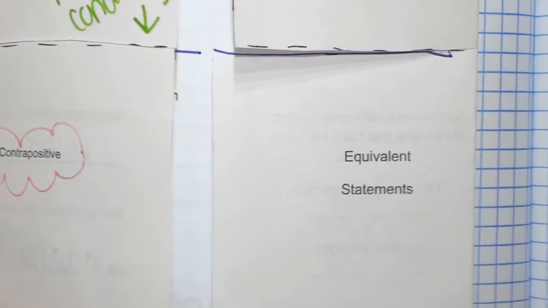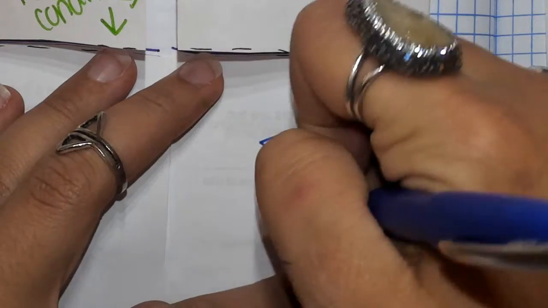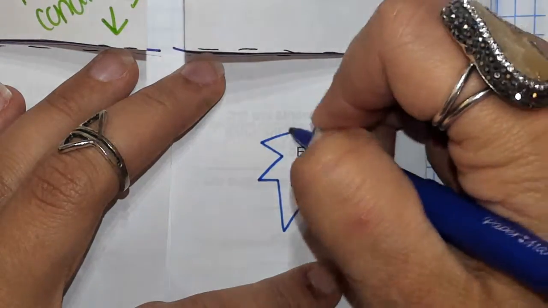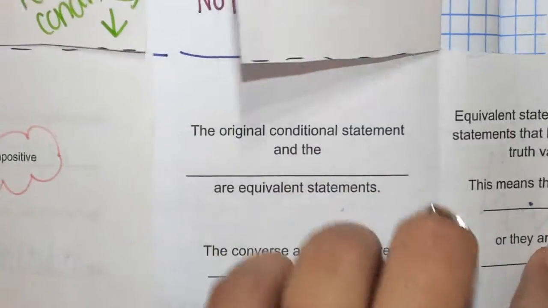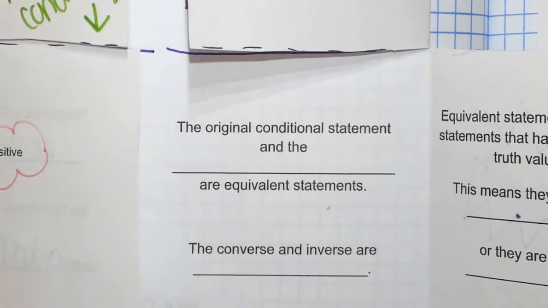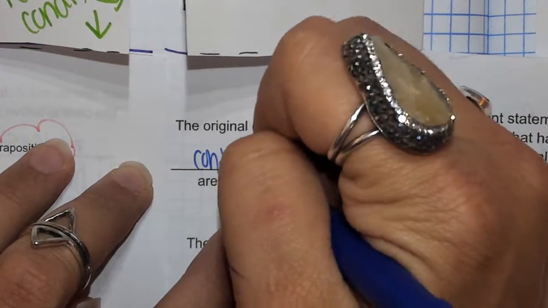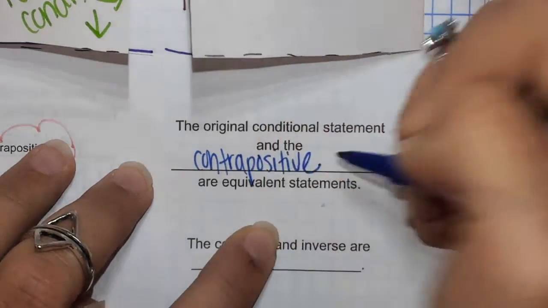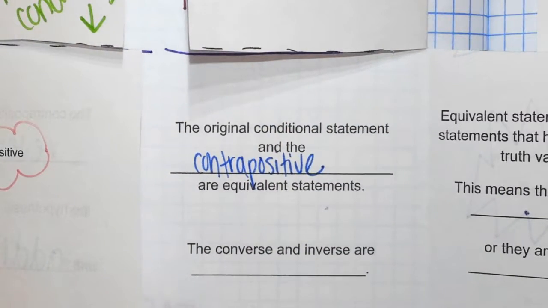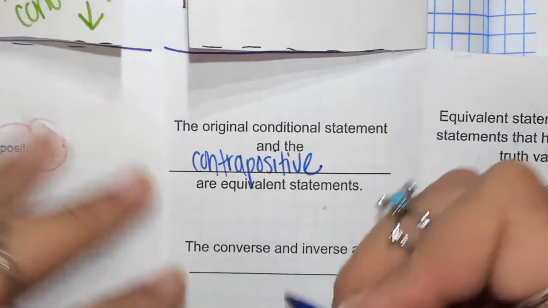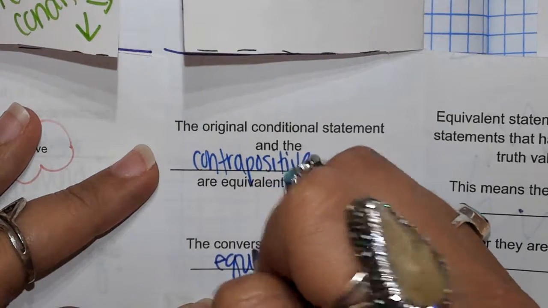Fantastic. Now, the last one that we need to talk about is our equivalent statements. So when you flip stuff around and when you change things, they are still equivalent or equal. Isn't that what the word equivalent means? Yes. Okay, so we have statements. I don't know what just happened to my star. We're going to pretend like it doesn't look like that. So the original conditional statement and the contrapositive are equivalent statements. The converse and the inverse are also equivalent.